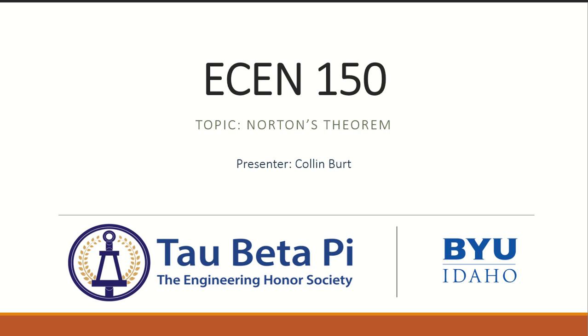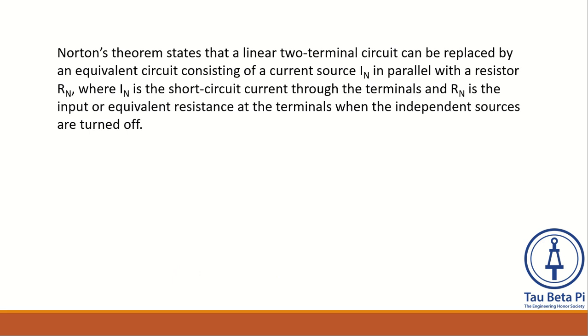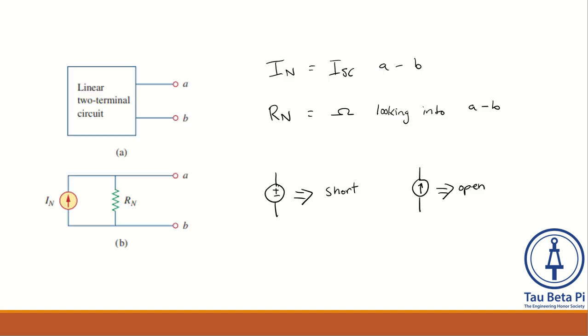Today's topic is Norton's theorem. Norton's theorem states that a linear two-terminal circuit can be replaced by an equivalent circuit consisting of a current source, I Norton, in parallel with a resistor, R Norton, where I Norton is the short circuit current through the terminals and R Norton is the input or equivalent resistance at the terminals when the independent sources are turned off.